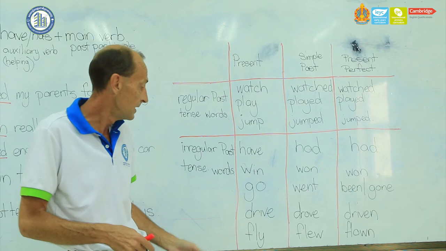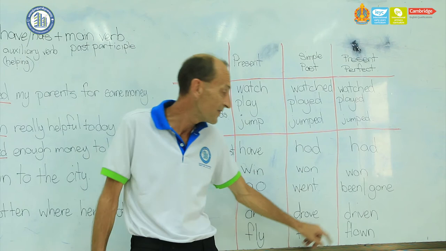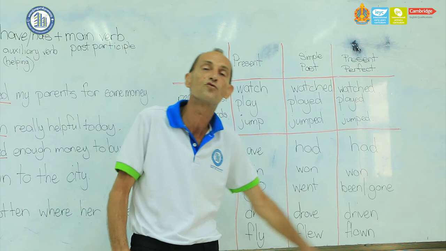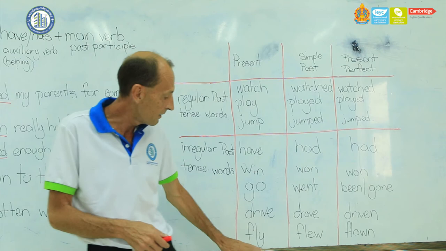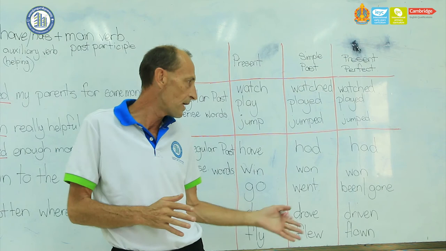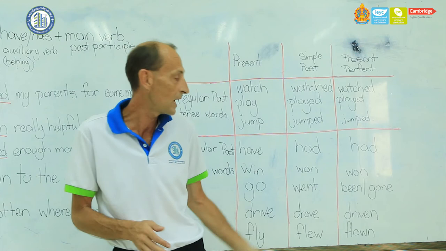We also have drive in the present form, drove in the past, and then in the present perfect tense, it's driven. So we've actually changed the word again. And again for fly. Fly, flew, and flown. So in a lot of our irregular present perfect verbs, we have to change our verb to suit.